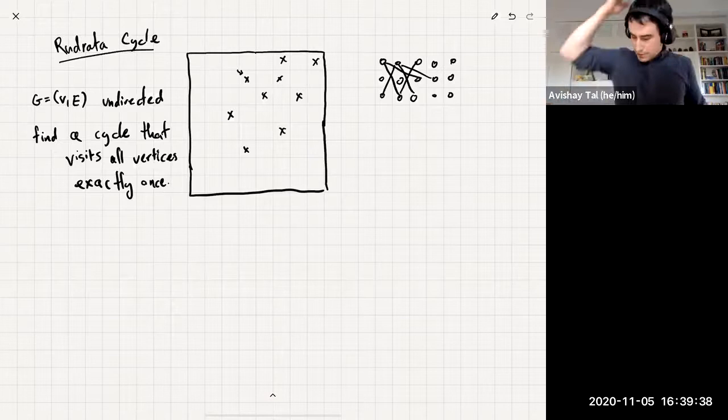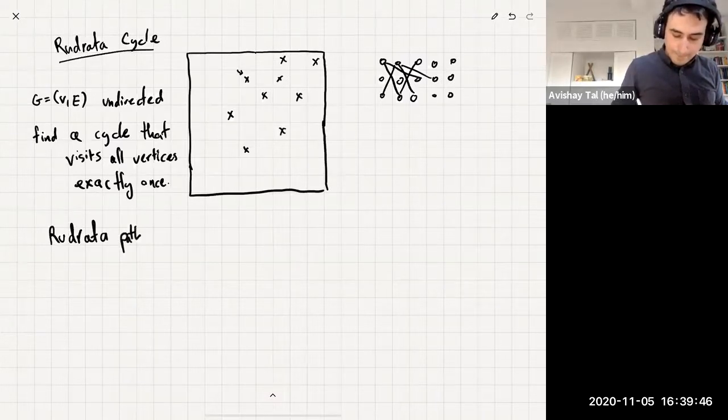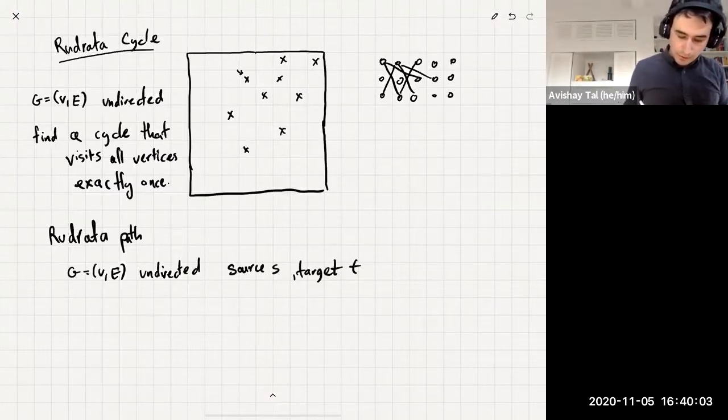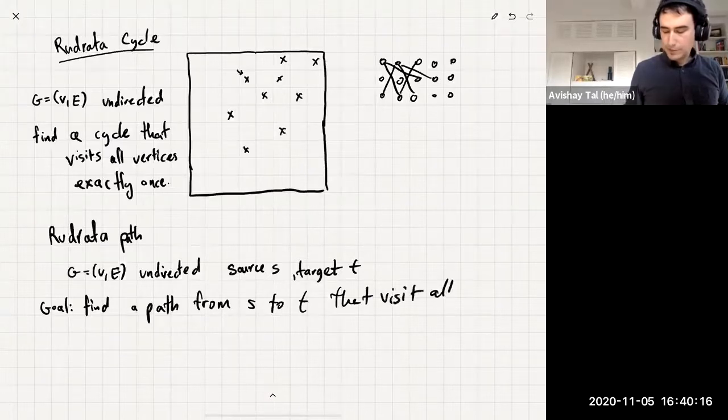Right. So now I want to ask about another question, which is a variant of this question, Rudrata path. So you get a graph G, undirected as before, and you get also a source S and target T. And your goal is to find a path from S to T that visits all vertices exactly once.